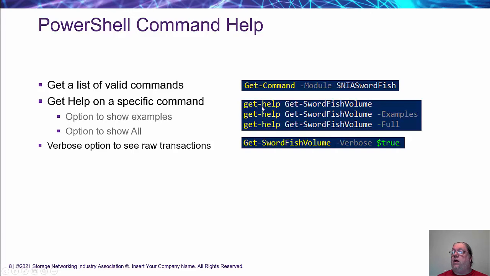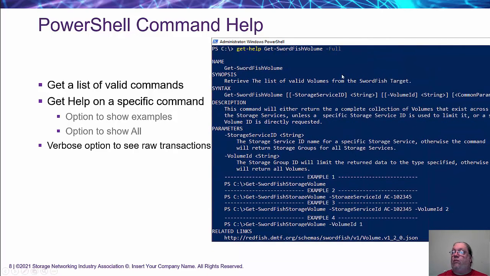If you type Get-Help and an individual command, it'll give you the help for that command. These are the manual pages. And you can actually say, I want to see examples, I want to see the full help. You can also run the command in verbose mode, in which case it shows you the raw transactions going back and forth between that command and the device. So here's an example of what Get-Help looks like, because it'll give you the command name, a synopsis, the syntax, the description, what the parameters are, what it expects to find in each parameter, and some of the examples. So you can see that everything's self-documented and self-help.